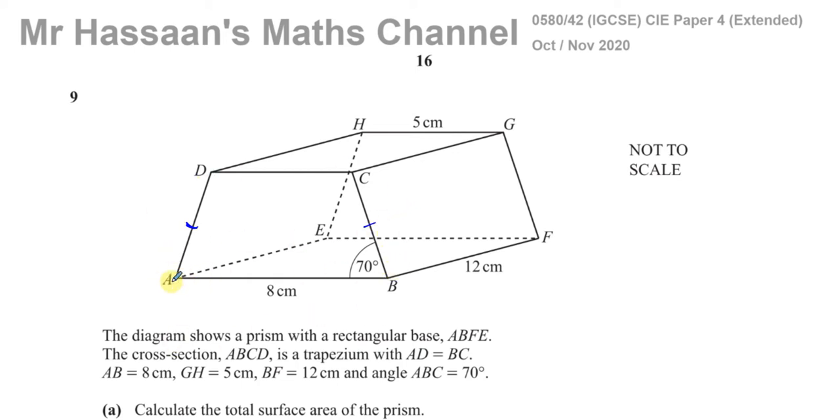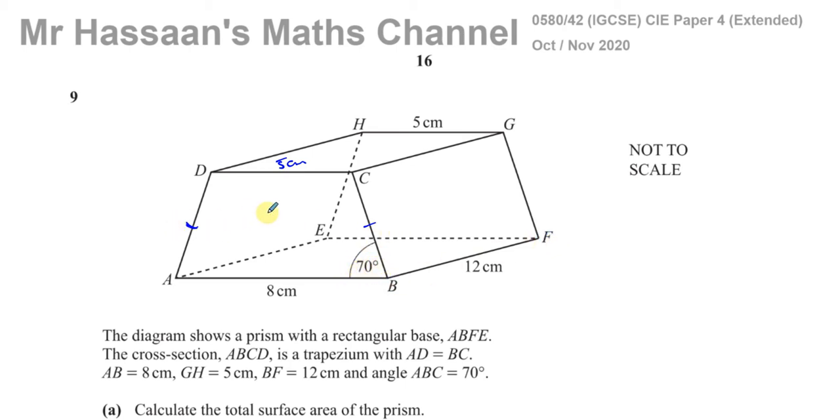It says AB is equal to 8 centimeters, GH is equal to 5 centimeters, which means this is also 5 centimeters because this is a prism. It's the same dimension all the way through from the front to the back. BF is equal to 12 centimeters, and the angle ABC equals 70 degrees.